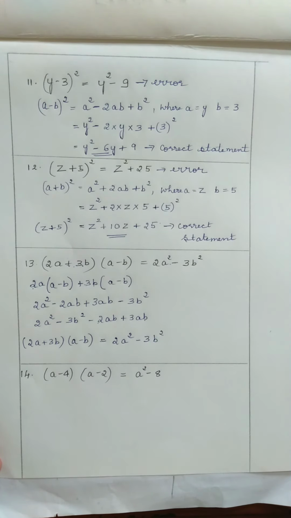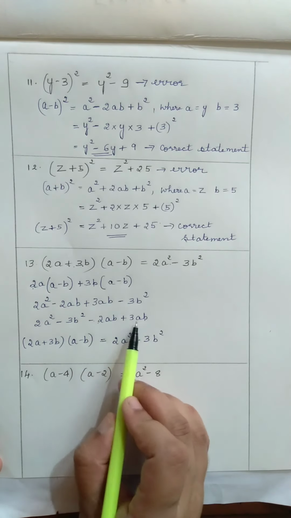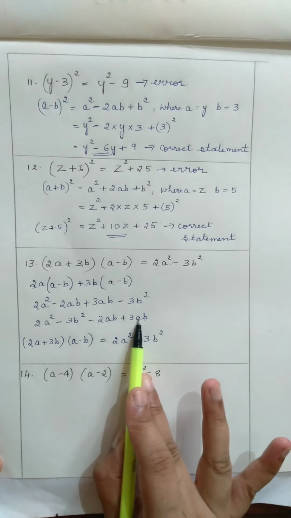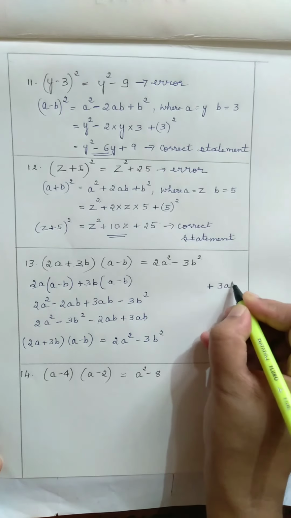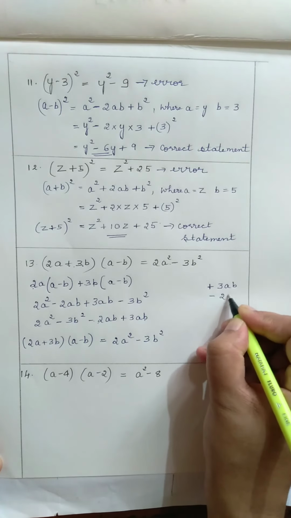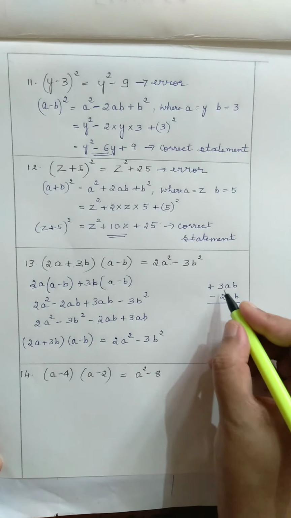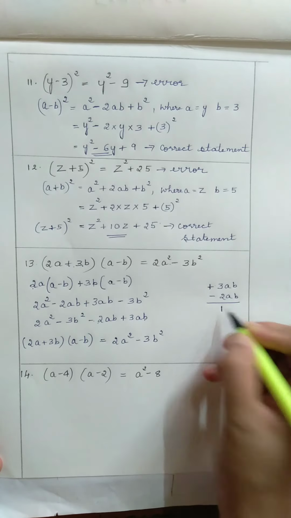So we know that we can add two terms when the two terms contain the same variables. Now here we have minus 2ab and plus 3ab. Both of the terms contain the variables ab and ab. So therefore, plus 3ab and minus 2ab. When you have different signs, we need to subtract. So on subtracting plus 3 minus 2, we will get the answer 1.